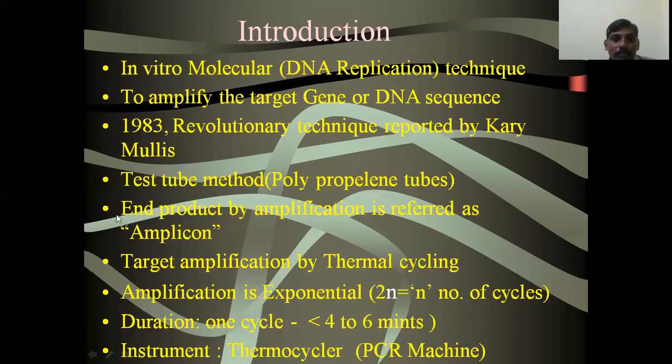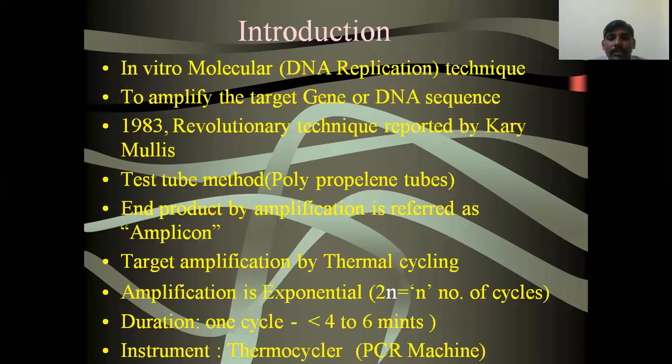So by this PCR mechanism, we get the end product. The end product is nothing but a number of DNA copies. The end product of amplification is referred to as amplicon. Amplicon means in the last phase of the PCR mechanism, we obtain several copies of the DNA molecule. Each copy of DNA is called an amplicon.